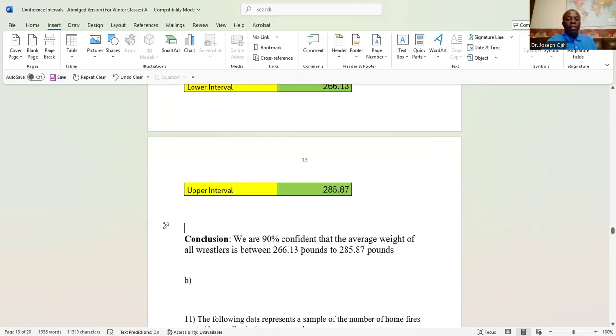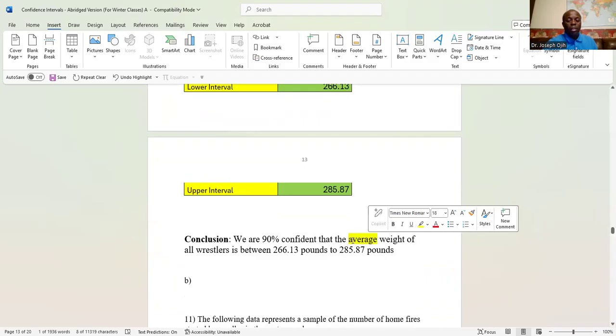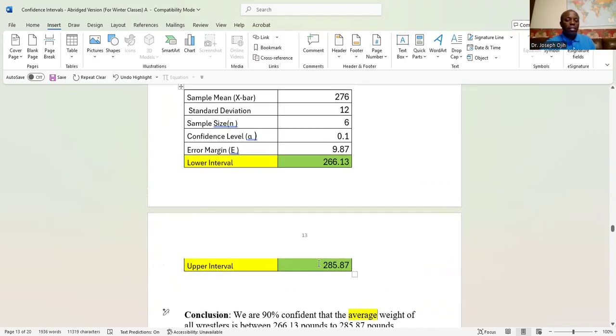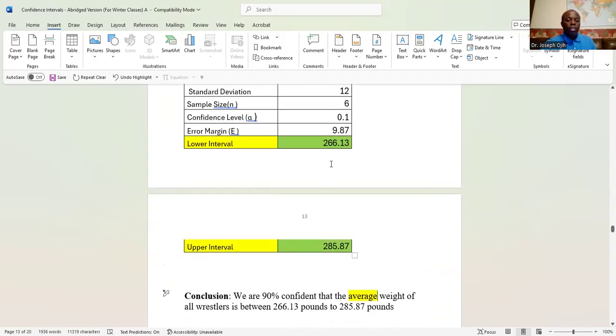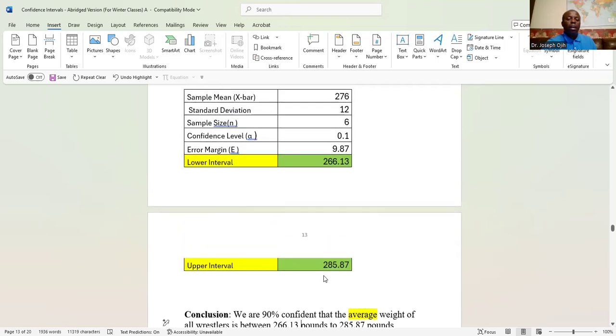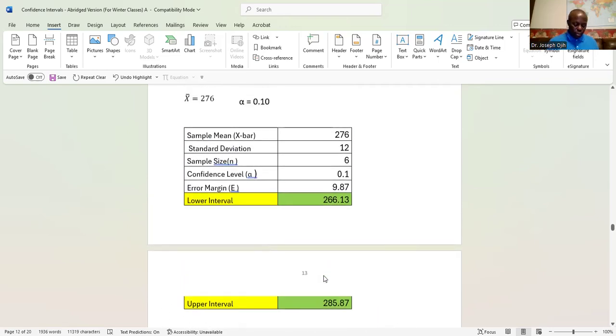So we can say with 90% confidence that the average weight of the wrestlers is between 266.13 pounds and 285.87 pounds. Remember to put the average. You must put the average so that the answer will be correct, because that's what you are trying to estimate, the mean. Any question, guys?